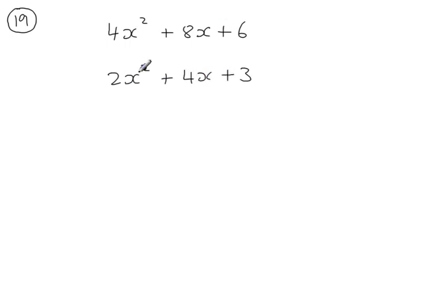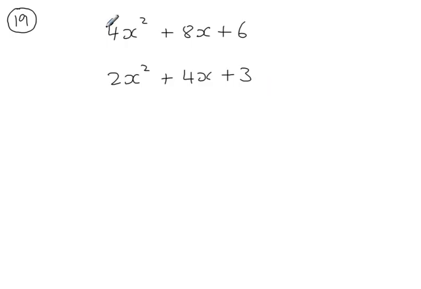I've got the expression 4x squared plus 8x plus 6, so they're all multiples of 2. If I divide by 2 throughout, I've got 2x squared plus 4x plus 3. Is this now giving me this? Can I actually do that? Can I have an expression like this and just divide by 2 throughout to get this? You cannot do that. That's wrong.